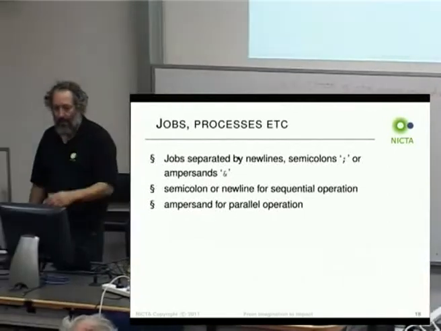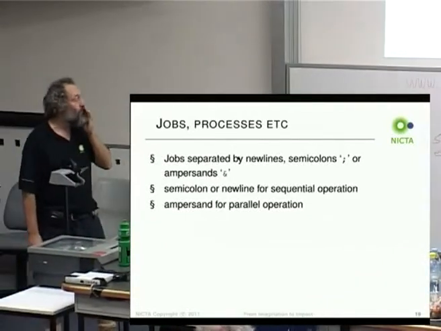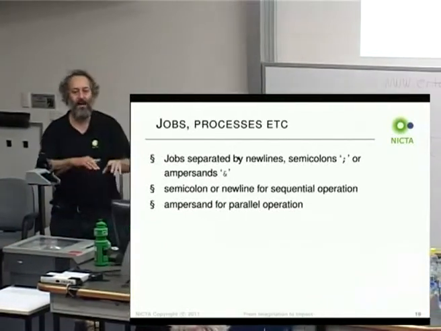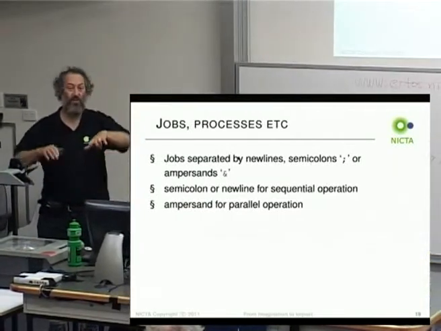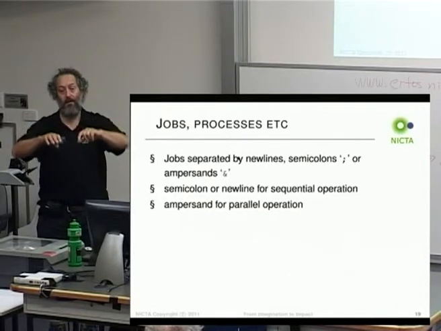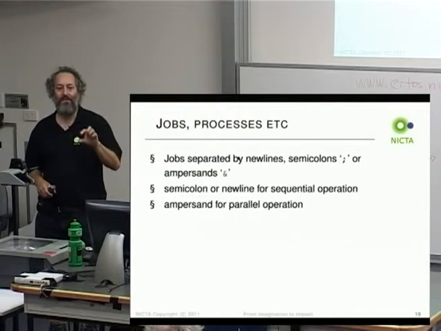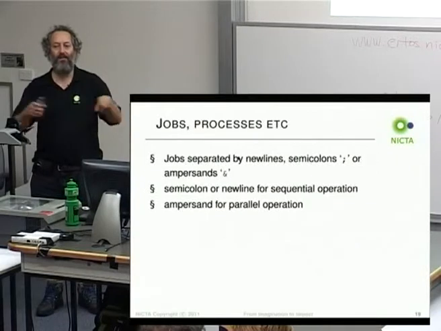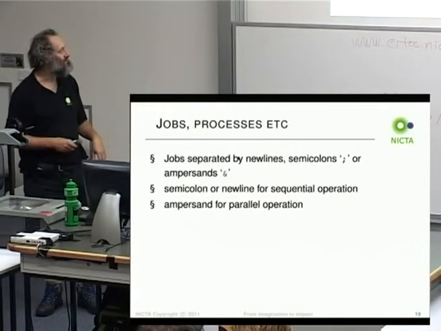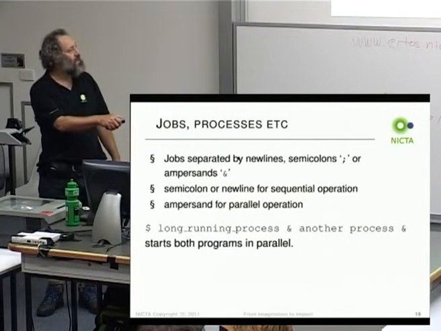Jobs. We have to go through this fairly fast so we can get to the interesting stuff. Jobs are separated by new lines, so if you just type something and hit new line, that will be executed and run. Or a semicolon, so you can put two on the same line with a semicolon between them. Or an ampersand. An ampersand says don't wait for this one to finish, just let it go. So putting an ampersand on the end of your line runs it in the background. That's really nice. So you can start a long-running process and another process, and start that process in parallel.